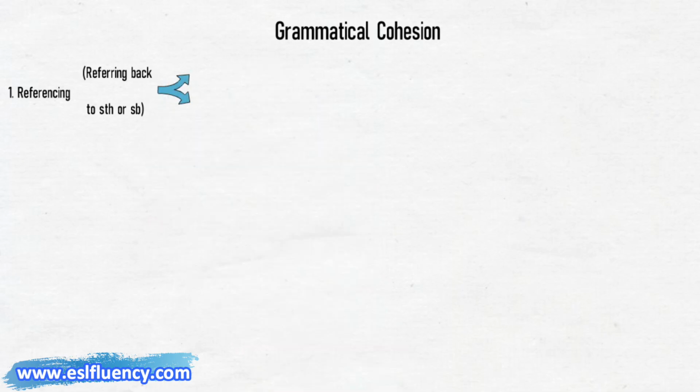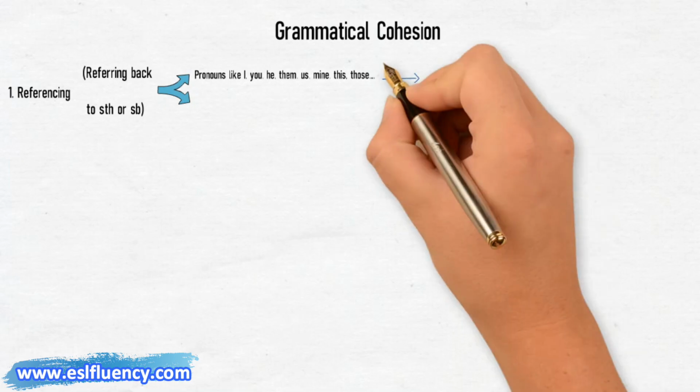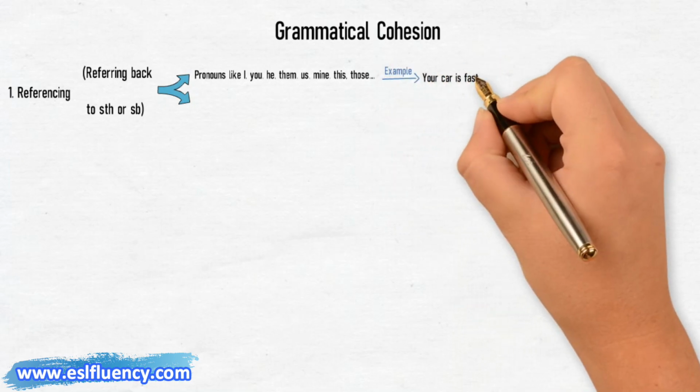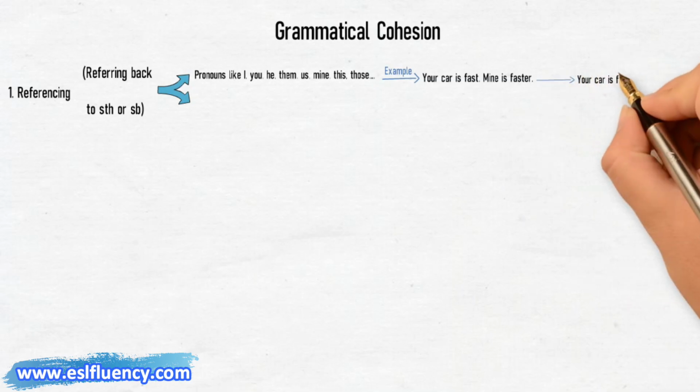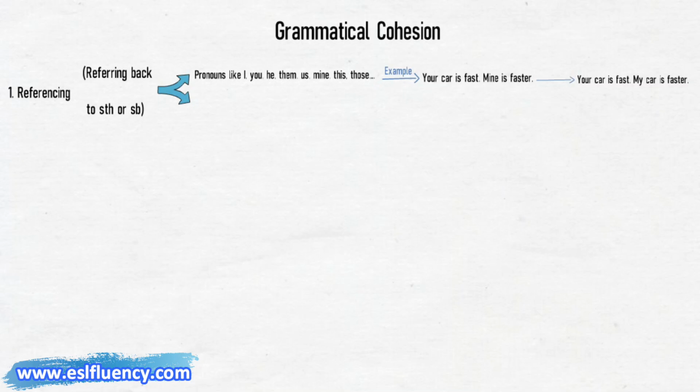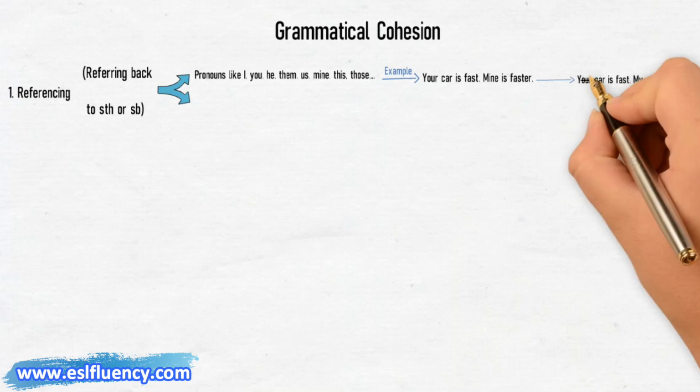One of them is by using pronouns like I, you, he, them, us, mine, this, those, and so on. For example, your car is fast, mine is faster. In this example, I tried to use fewer words and avoid repeating the same structure by using the pronoun mine. Without this pronoun, I had to say this: your car is fast, my car is faster. It sounds mechanical, doesn't it?